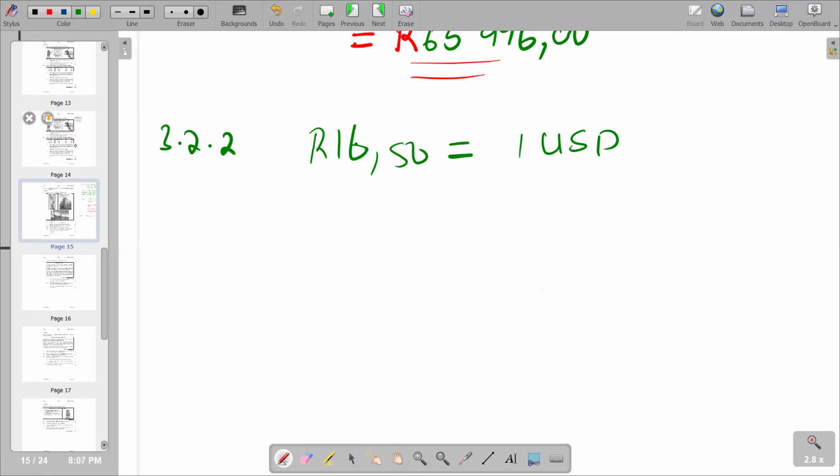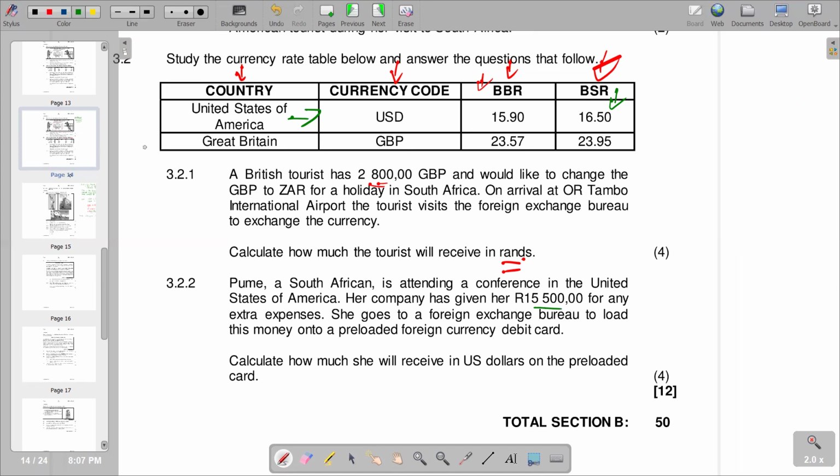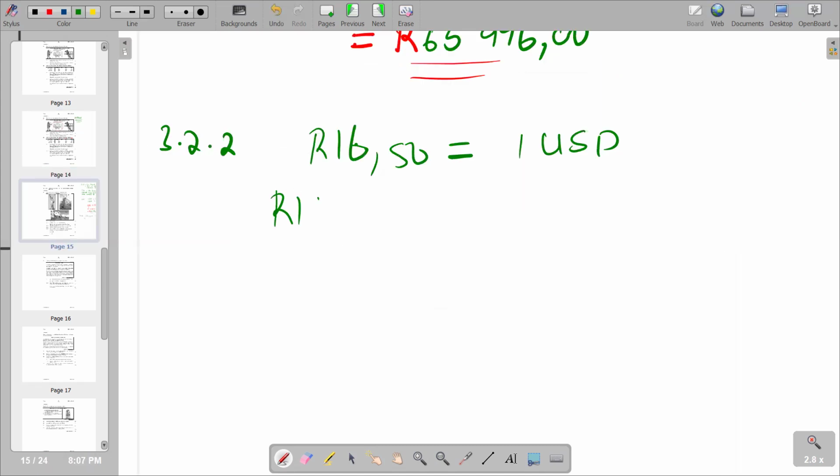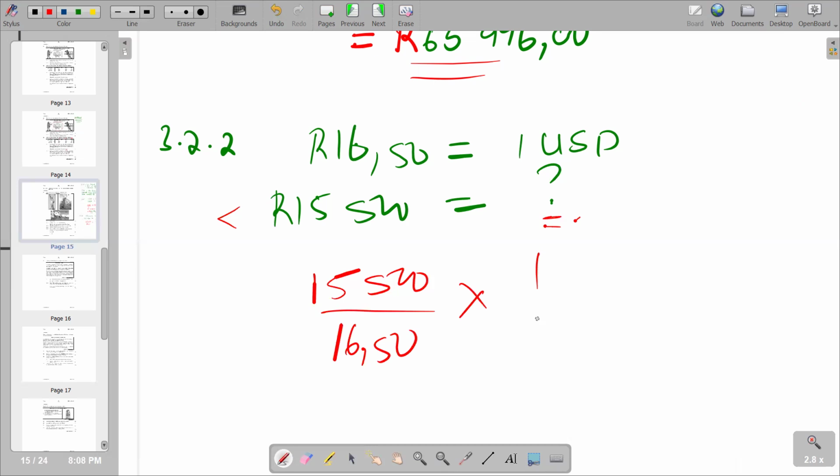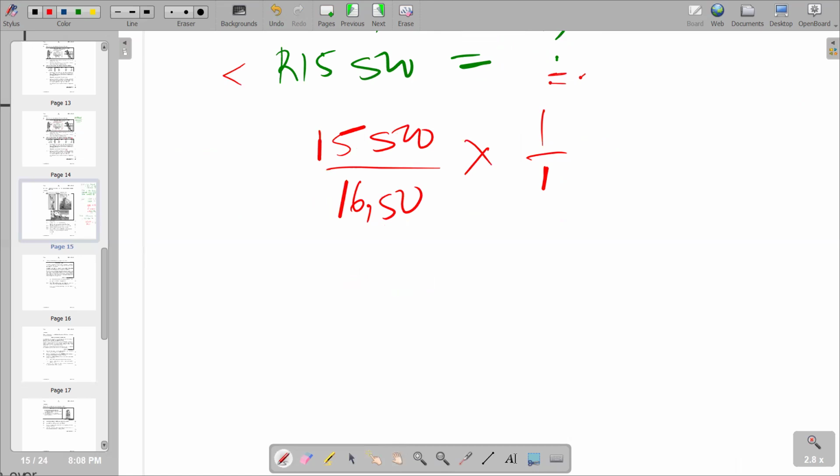Then the number of rands that needs to be converted is 15,500. So the one that we need to convert is 15,500, and that's the one we are looking for, the question mark. Simple proportion again: what we don't have is the question mark, so it becomes the numerator. What we have is the given figure, 1 USD, so we multiply by 1 over 1. Simplifying further, this will remain as 15,500 over 16.50. The answer we get will be converted to US dollars. So we calculate it like that.